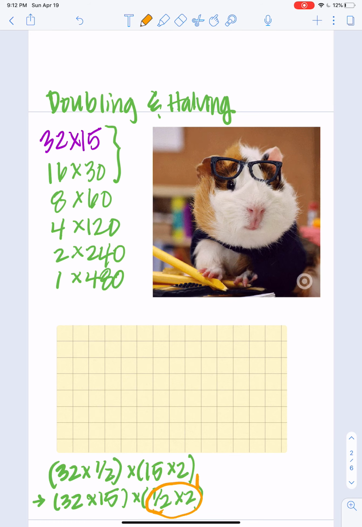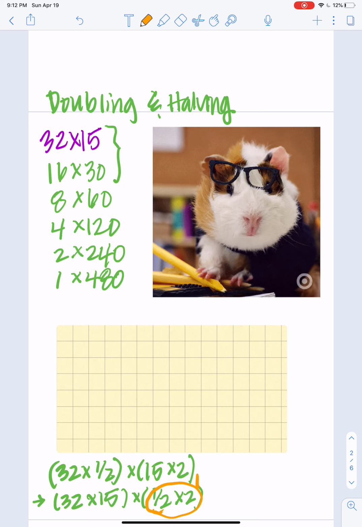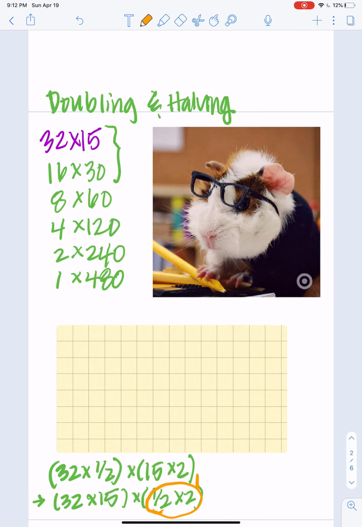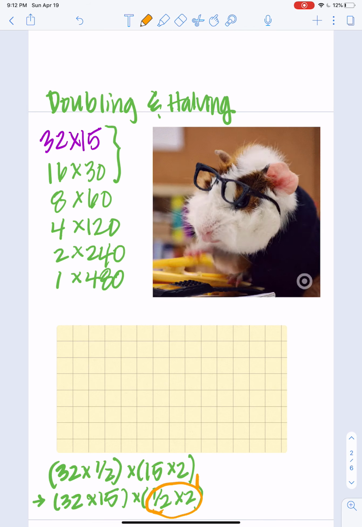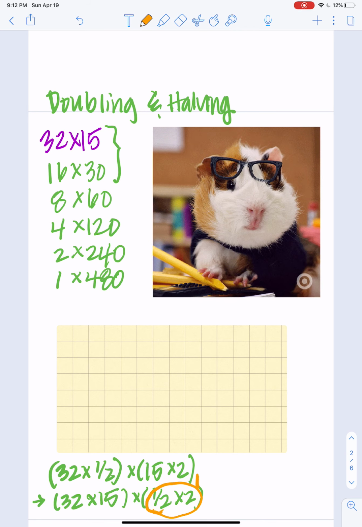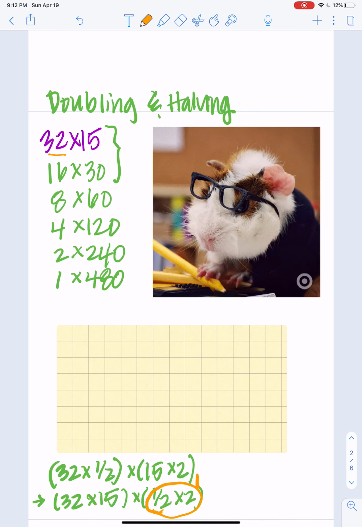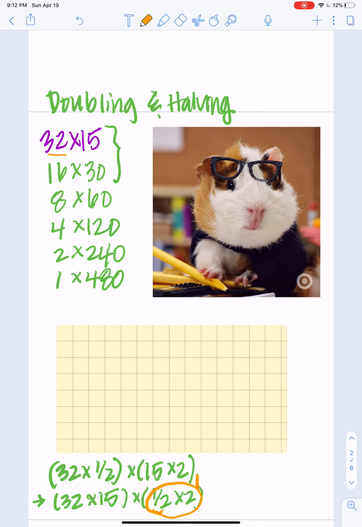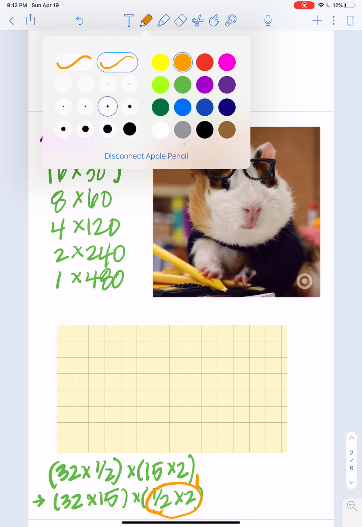And so in class I asked, is this always true? And we came to the conclusion that doubling and halving always does work. Always. Is there a time that it's maybe more efficient to use? Sure. It's nice to use when one of the numbers is even. But even if both were odd, it technically would always work. All right, so let's go to our visual representation.